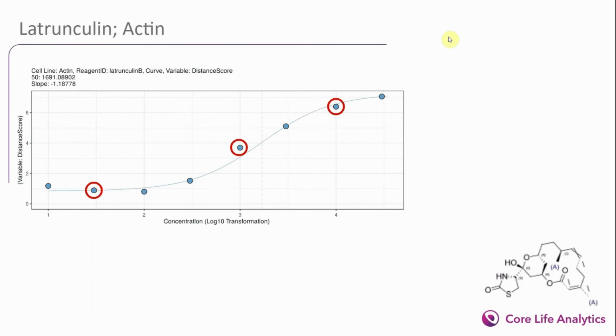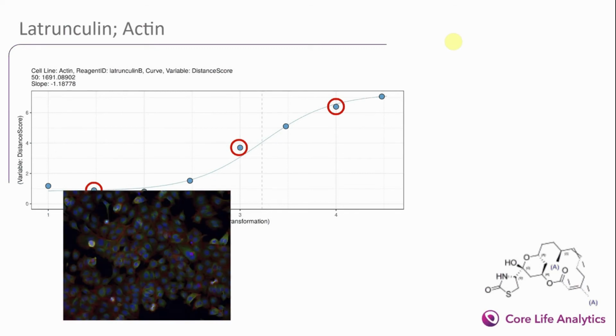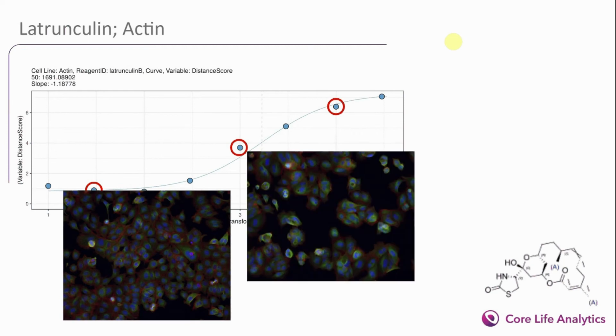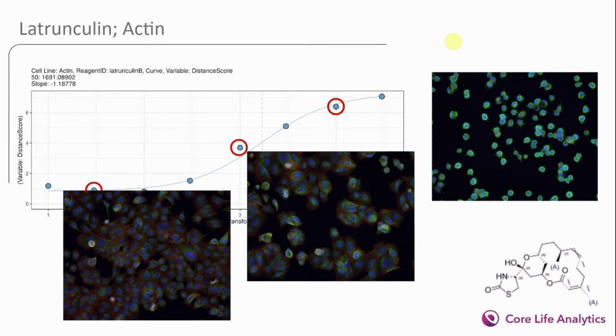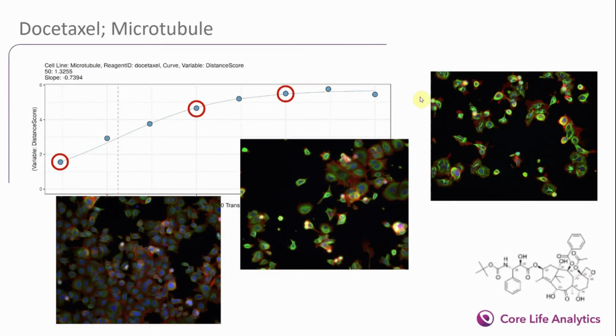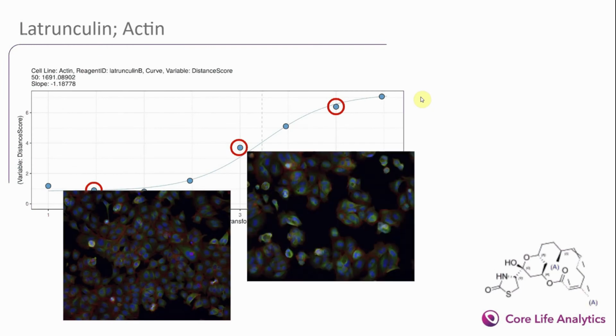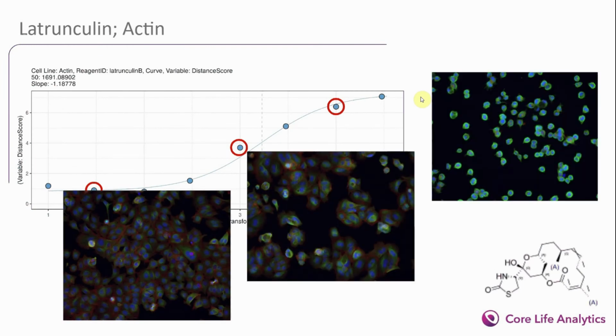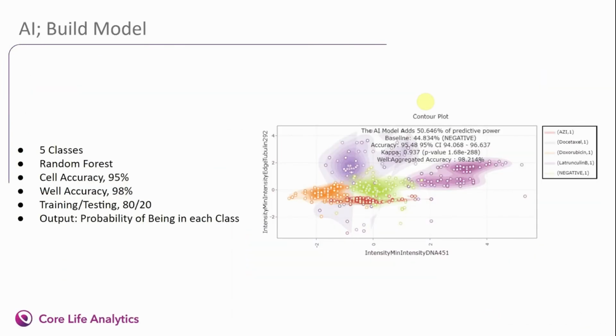If we look at latrunculin, which is a chemical, a drug with a different type of mechanism of action, it affects actin. Then what you can see is also low, that looks very similar to negatives. Medium, you see the phenotype starting to come out. And then with a high distance score, you can see there's a very strong phenotype. But it's very obvious that this is a very different phenotype from docetaxel. And so this is why they cluster separately on that hierarchical clustering diagram.